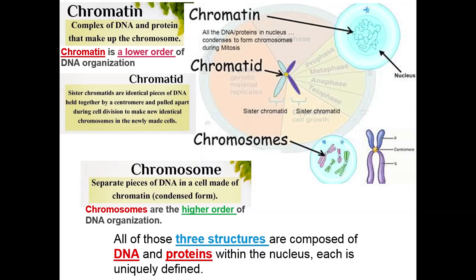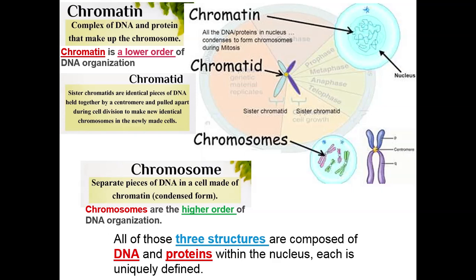Here are the definition for chromatid and chromosome. So what is the differences between all these three? Actually, all these three is a structure that are composed of the same component, which is DNA and protein. Iaitu di dalam nucleus ada DNA dan protein. Dan DNA dan protein ni boleh wujud dalam keadaan berbeza-beza.